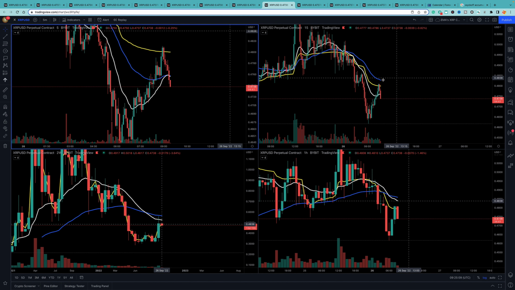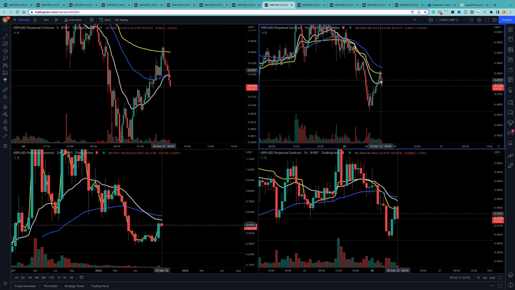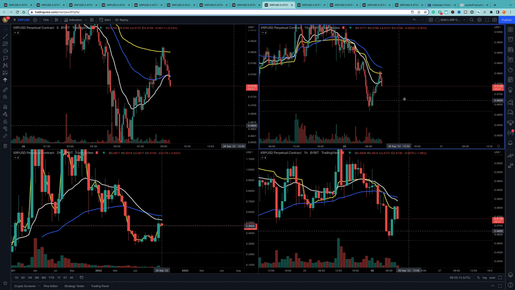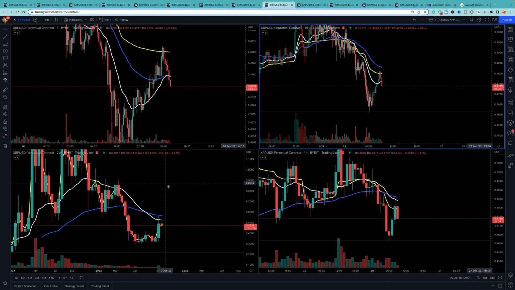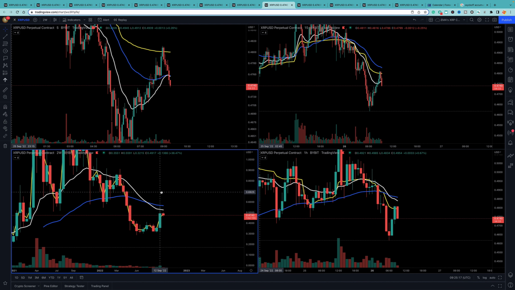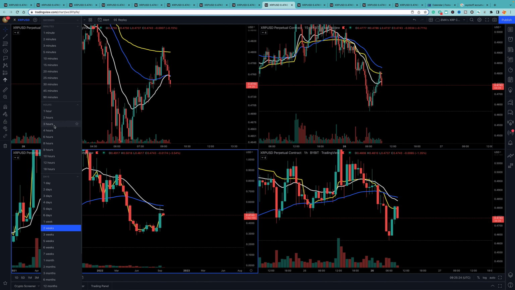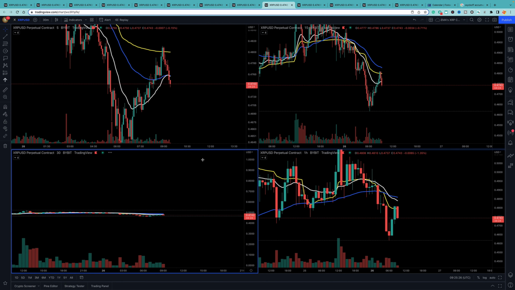Over on the top right is the 15 minute. Again, you can see it's looking to curl down. Looks like it's going to continue pushing down. Bottom left is the half hour. So that the half hour. Oh no, that's the 2-week. I've got to turn that into the half hour now. Hang on.